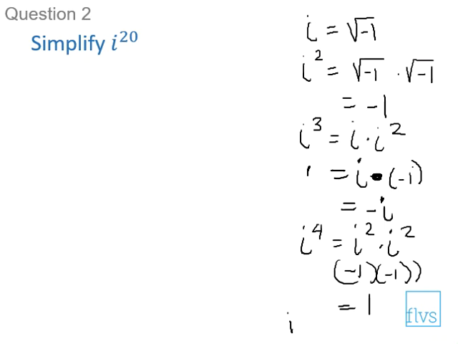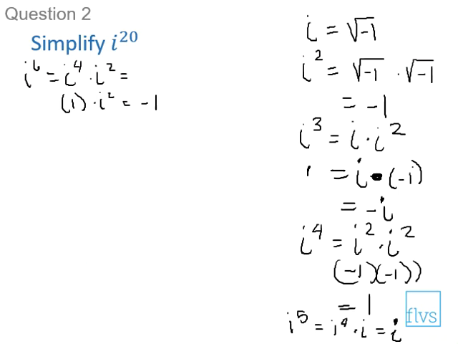So i to the fifth, for example, is i to the fourth times i, which is the same thing as i. Notice that it repeats itself. If we did i to the sixth, we'd have i to the fourth times i squared. i to the fourth is 1, so we'd have i squared, which would be negative 1. So it repeats itself and keeps going in that pattern.